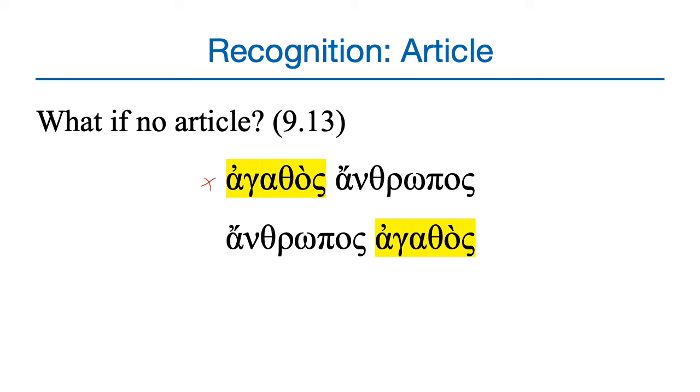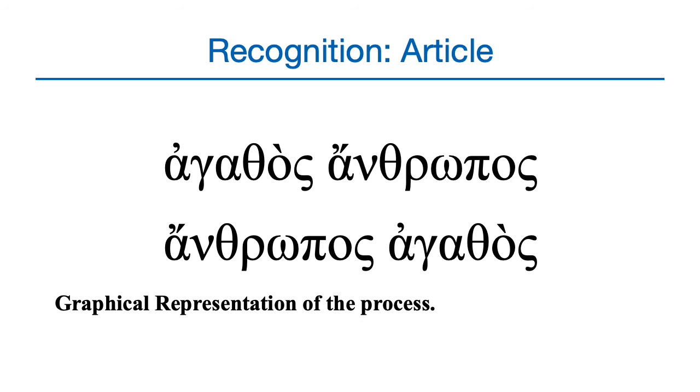For example, what if an article is not present? Agathos anthropos. No article here. So it will be, the man is good. This is a predicate position. The same here, anthropos agathos, second position: the man is good, because the adjective has no article, so it is predicate. It's the same thing here. You see, agathos anthropos, no article; anthropos agathos, no article.